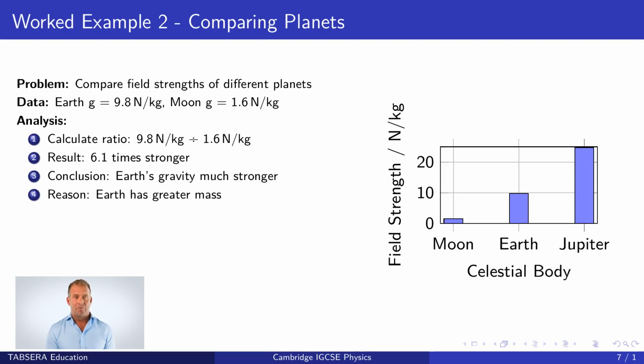Second, interpret the result. Earth's gravity is 6.1 times stronger than the Moon's gravity. Third, draw conclusions. This significant difference explains why astronauts can jump much higher on the Moon. Fourth, explain the reason. Earth has much greater mass than the Moon, creating a stronger gravitational field. The bar chart shows this comparison visually, including Jupiter's even stronger gravity.